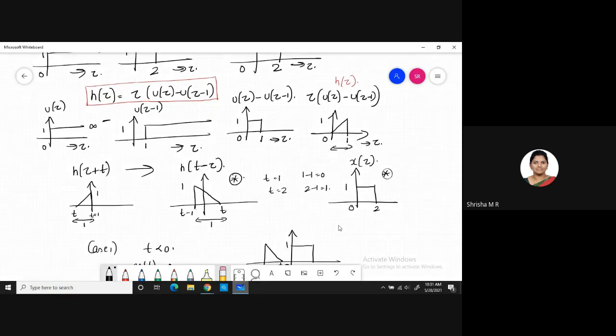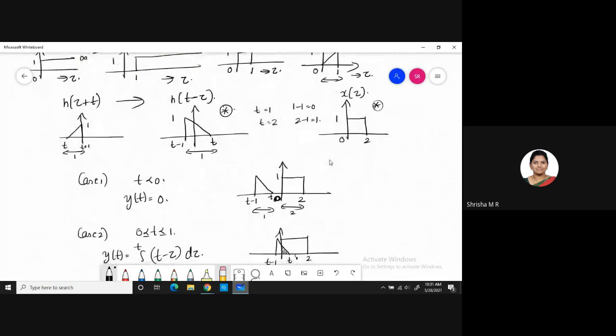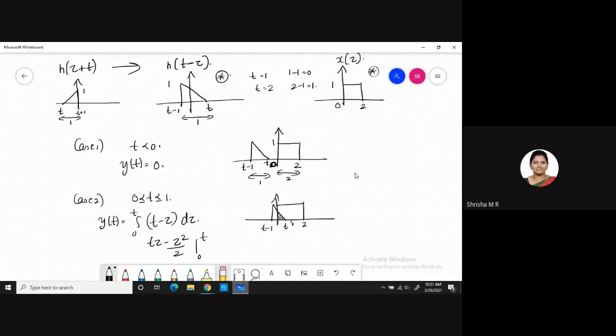Okay, so that is where you will get 5 cases. If t is less than 0, if t is between 0 to 1, if t is between 1 to 2, if t is greater than 2. Okay, we are sliding this signal upon this signal. So you have to know what the overlapping space is properly. So we'll have 5 cases because both are finite sequences. So case 1 is if t is less than 0. If t is less than 0, there is no overlapping space. So the convolution integral y of t is 0.